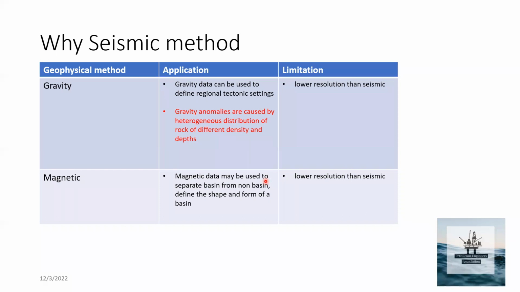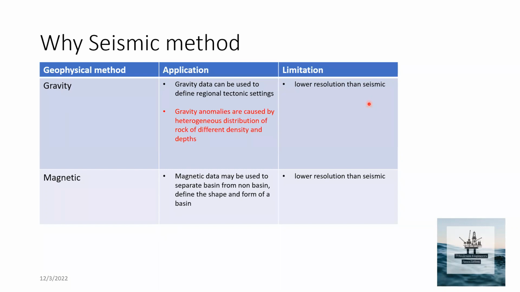A quick comparison between the gravity, magnetic, and seismic methods. The gravity data can be used to define regional tectonics, and gravity anomalies are caused by heterogeneous distribution of rocks of different density and depths. So the gravity method depends on the variation in density between rocks. The limitation of this method, and why it's not used in oil and gas exploration, is that it has lower resolution than seismic in terms of mapping and interpretation.